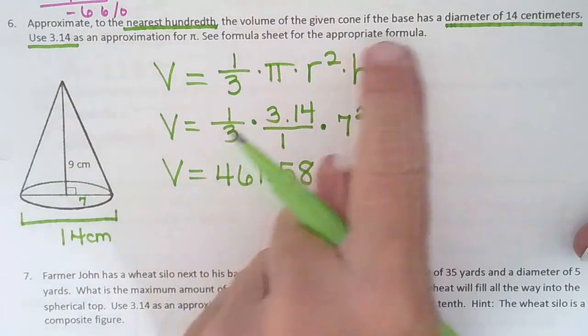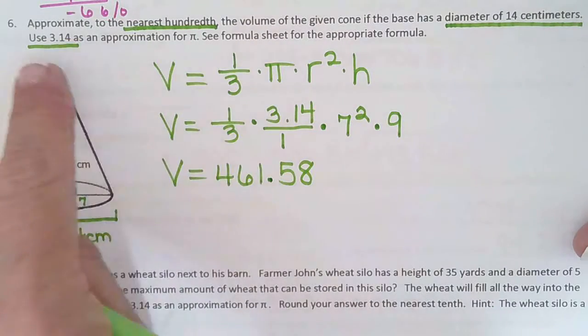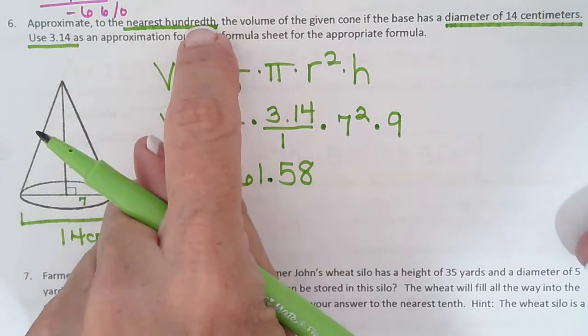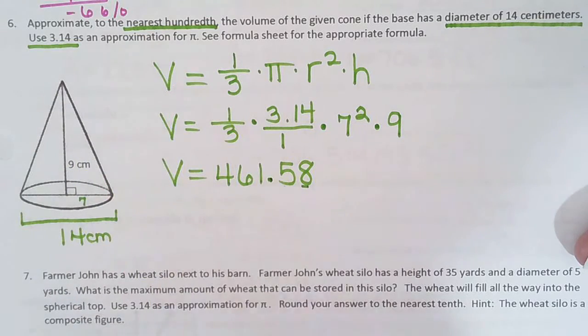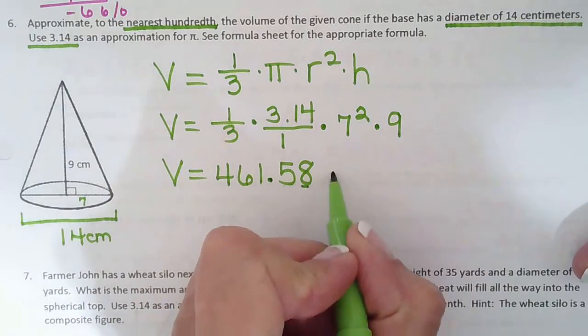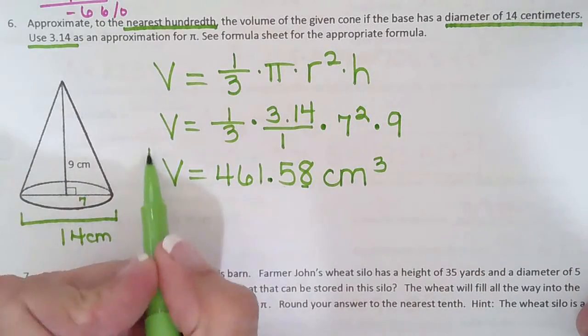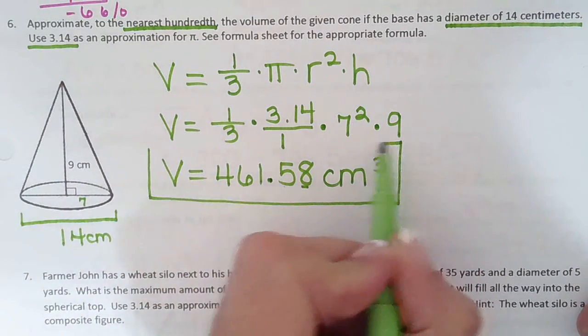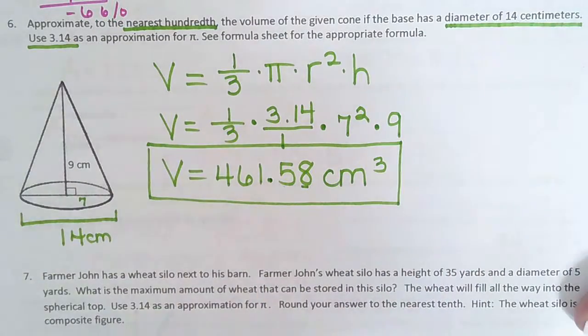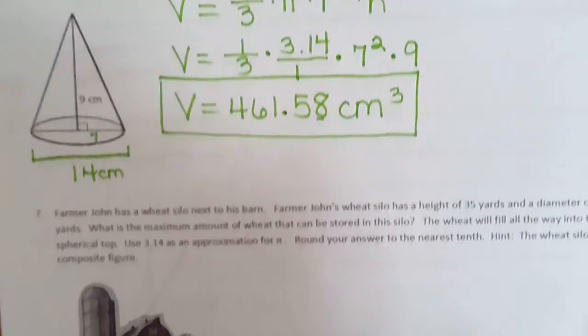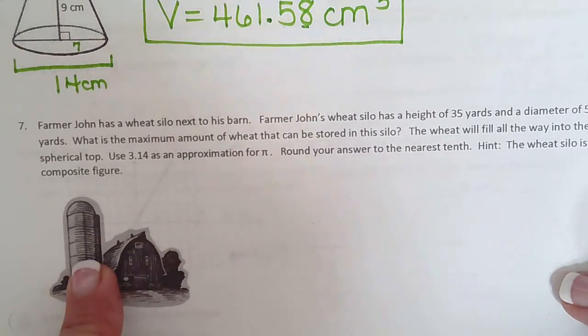Okay, so now let's see. Nearest hundredth. So tenths, hundredths. So can I round that number if nothing's behind 8? No, I can't. So guess what? That's my answer. And then I put my units on it, centimeters, and it's volume, so that would be cubed. Not bad, right?